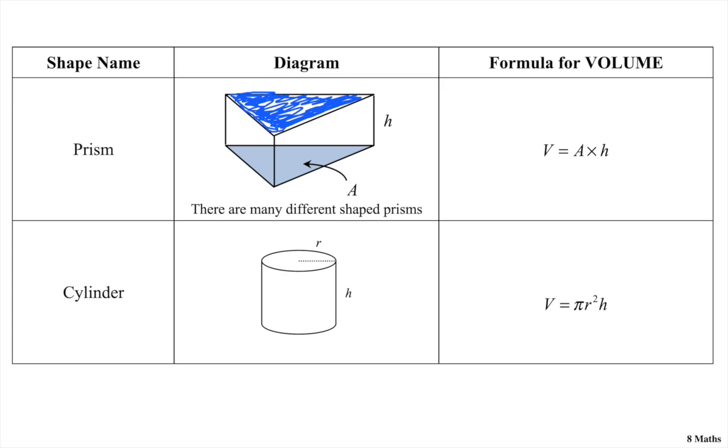So if I take the area of that shaded blue bit, doesn't matter if I look at the top one or the bottom one, and times it by the height, which is the distance between those two blue bits, then that will give me the volume. The same thing applies for the cylinder. I can have the circle on the top and the circle on the bottom. I find the area of a circle is pi r squared, and h is the distance between those two circles. So there's my formula for the volume of a cylinder.